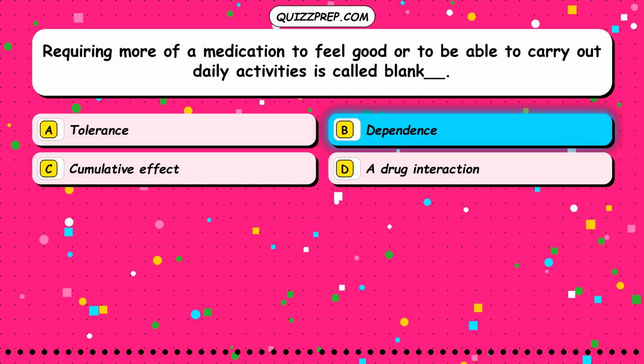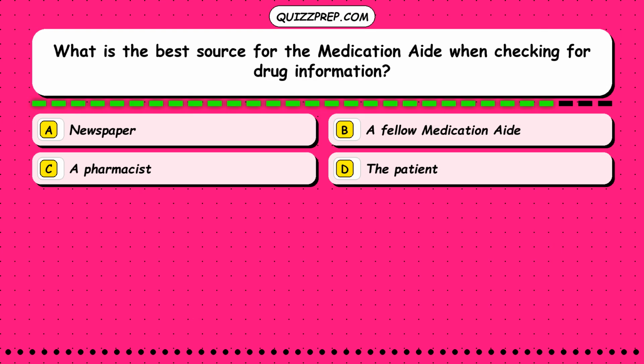The correct answer is option B. Dependence. Question 250. What is the best source for the medication aide when checking for drug information? Option A. Newspaper. Option B. A fellow medication aide. Option C. A pharmacist. Option D. The patient.